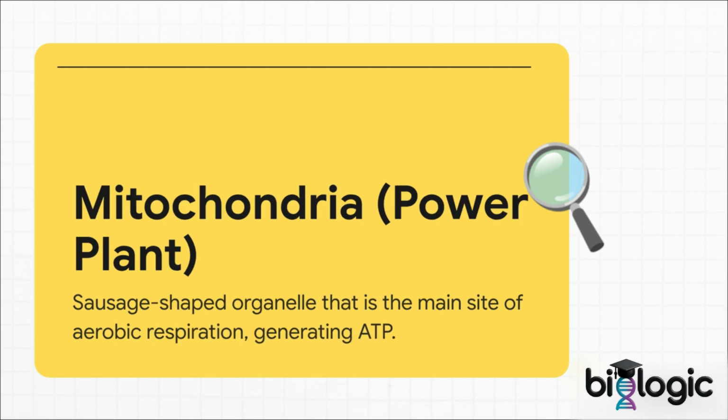Okay, every city needs power, right? That brings us to the mitochondria, the tireless power plants. What they do is take the food we eat and, using oxygen, break it down to generate something called ATP. ATP is the energy currency of the cell. It powers everything.